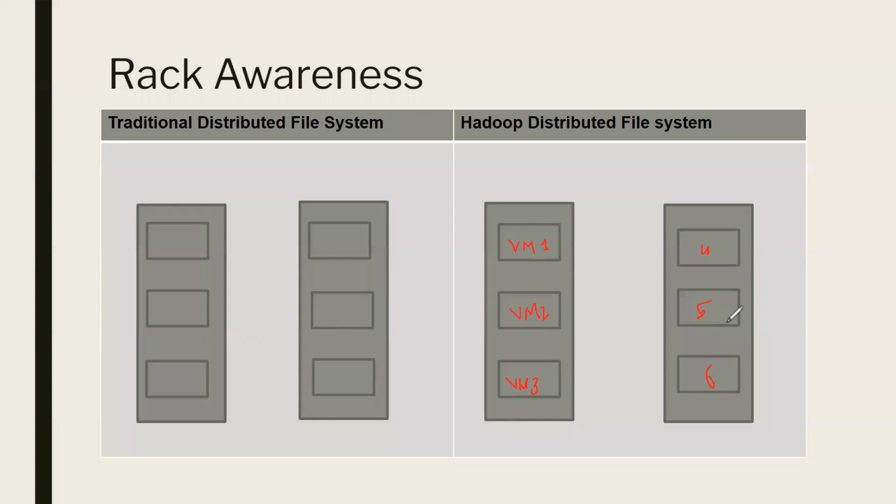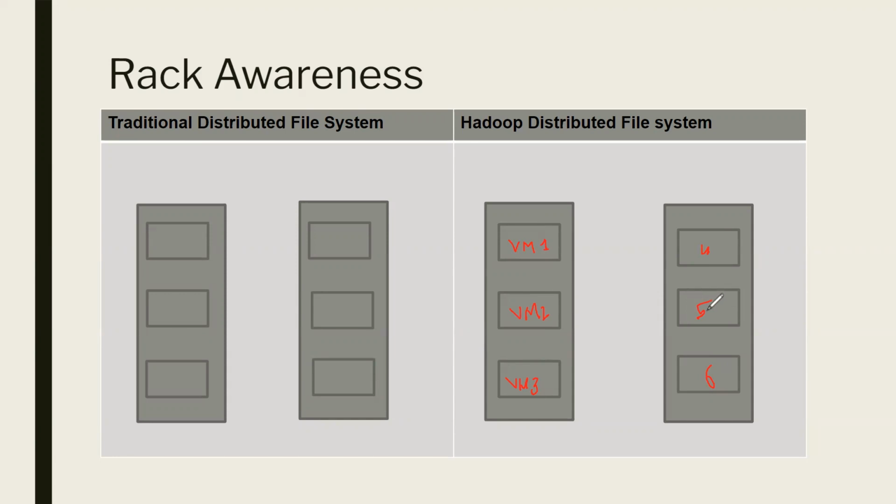But 4, 5, 6, are they like backup servers or all? No, these are also considered available as slaves. These are separate entities. Think of it as a separate entity on a different server, a different rack. Okay. But right now what we are doing is we are clubbing not VM1, VM2, VM3, we are clubbing VM1, VM2, and VM5. So even if our rack goes down, we still have access to one data node and we can still perform our task.